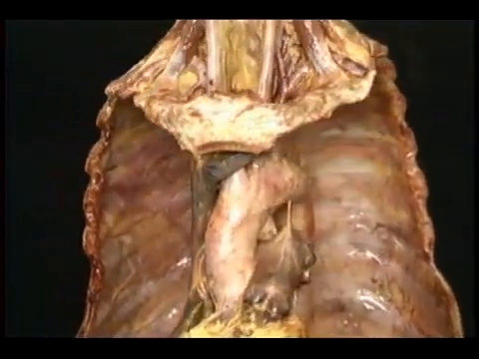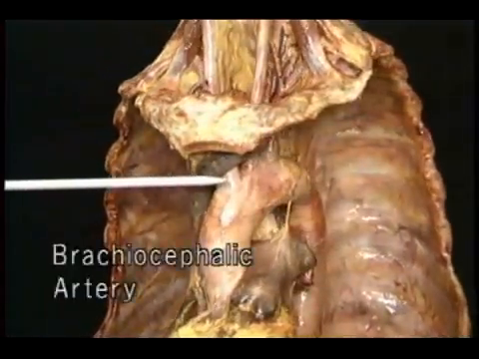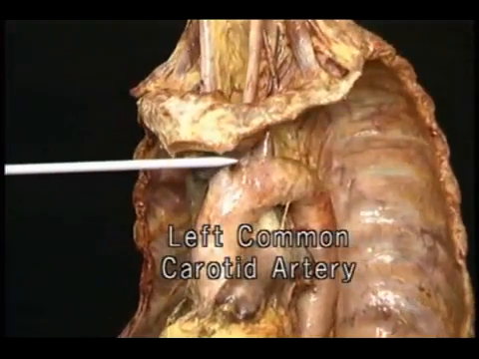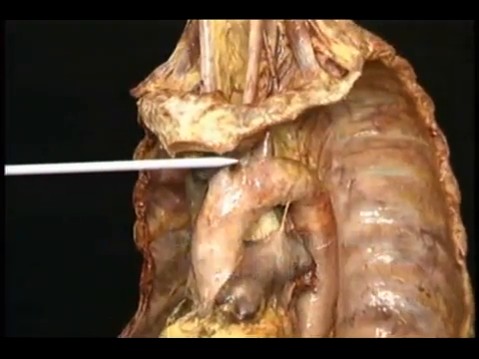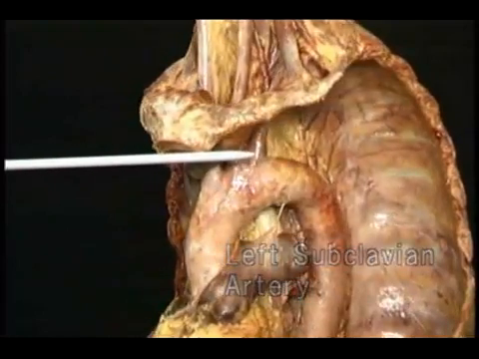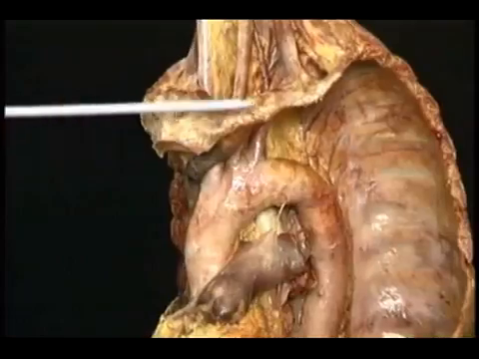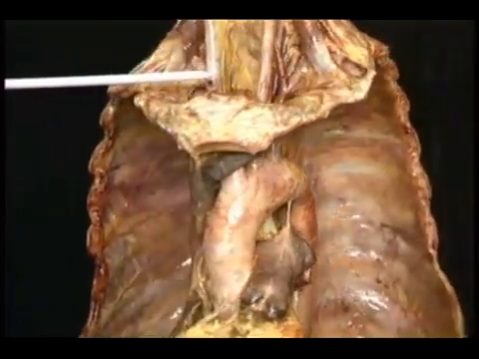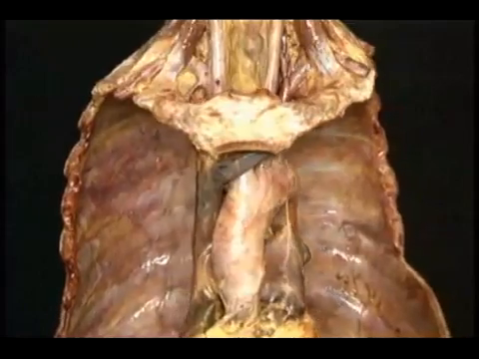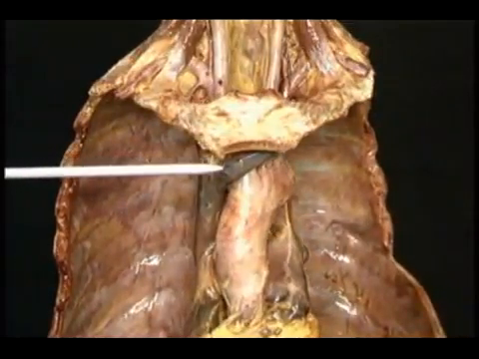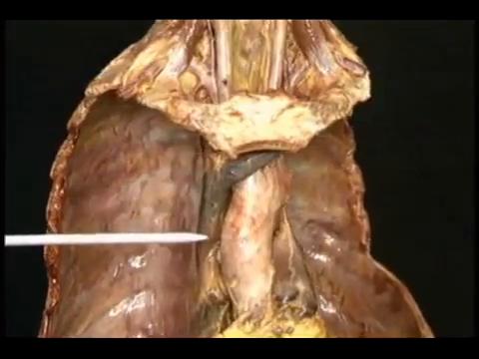Here are the origins of these three arteries: brachiocephalic, left common carotid, left subclavian. Here they are, emerging through the upper thoracic aperture. To see them clearly, we'll remove these veins, the right and left brachiocephalic veins, which unite to form the superior vena cava.